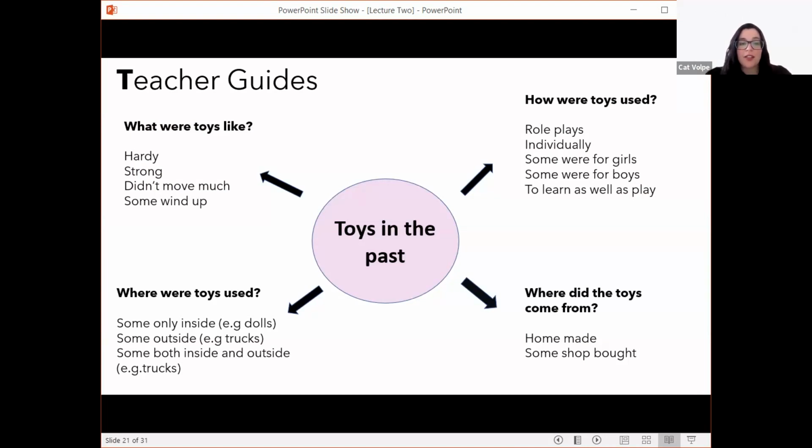form like this, a concept model, something like that. It could be some sort of chart where students are organizing what information they've gathered about a certain topic. So they may have been investigating and looking at the different toys. So they'd be compiling information about what the toys were like, how they were used, where they came from, and where the toys may have been used.